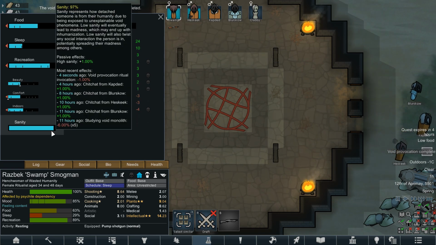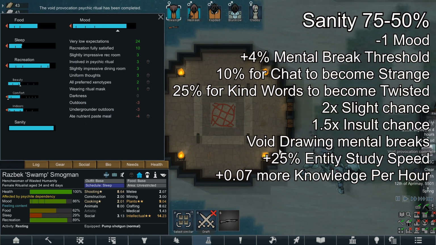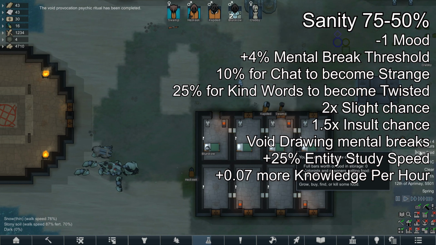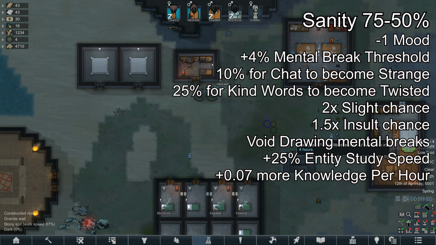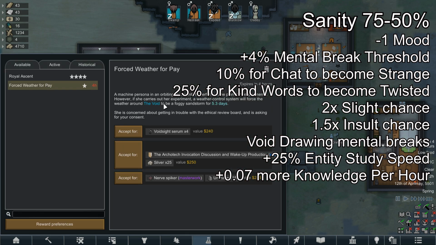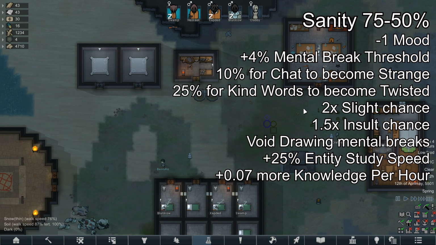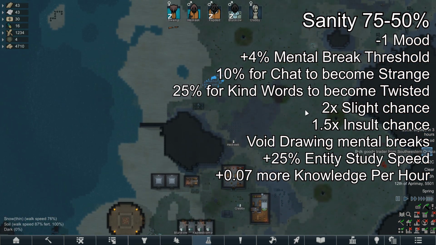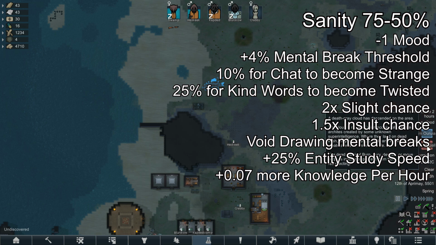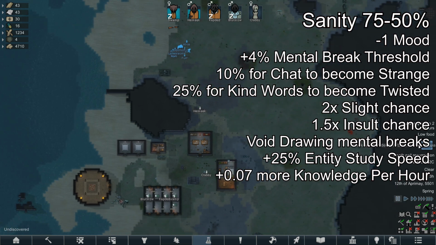Between 75 and 50% sanity, the impact becomes apparent. Mood is reduced by 1, mental break threshold increases, making them more likely to snap. They gain a 10% chance that any chat becomes strange chat, and a 25% chance that their kind words are replaced by twisted words. To go along with these standard Twitter user social chances, they're also twice as likely to slight someone and 1.5 times as likely to outright insult them. A new risk appears for their mental breaks too, in the form of void drawing, which will further negatively impact the sanity of those who see the scrolls left around the base.